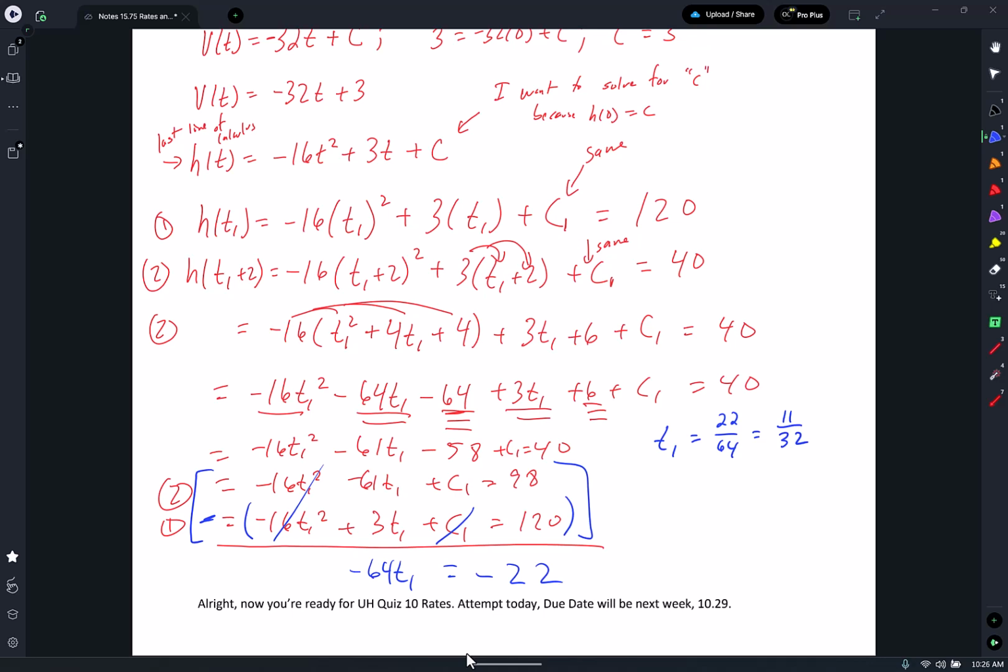Now that I have this value, I'm going to plug it into equation 1 and solve for C1, because that's the value that we want. I'm just going to plug it in, guys. I'm just going to put it in the calculator, because we have fractions. So I have 120 and I'm going to subtract all this. So that's going to turn positive, that's going to turn negative.